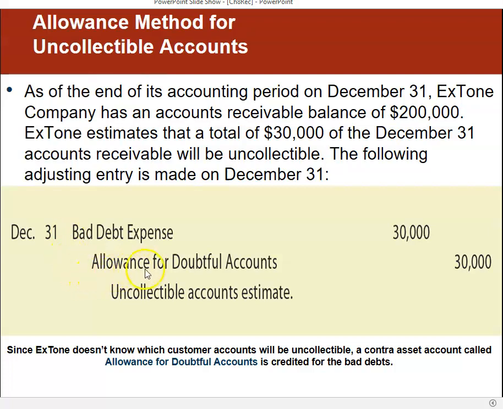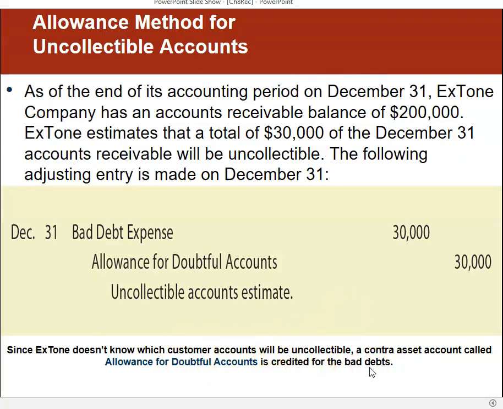And then they will set up an allowance for doubtful accounts. And then you have this uncollectible accounts estimate here. This is a journal entry explanation, so we don't have two items. It's just this allowance for doubtful accounts. I want you to understand this is an estimate. And also read down here at the bottom, it says, since Extone doesn't know which customer accounts will become uncollectible, a contra asset account called allowance for doubtful accounts is credited for the bad debts.